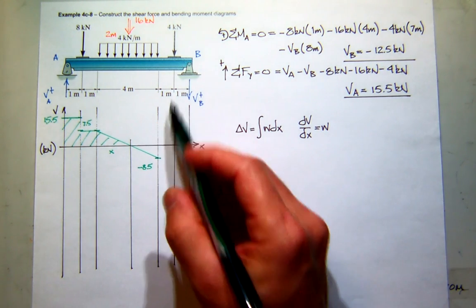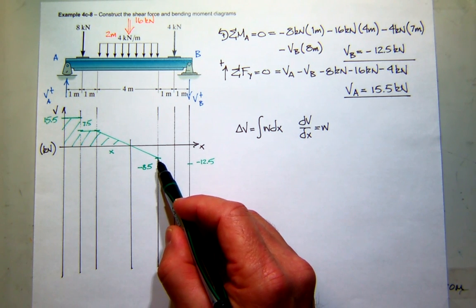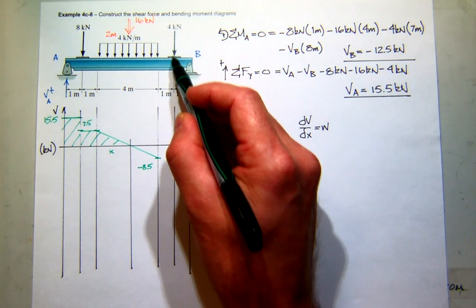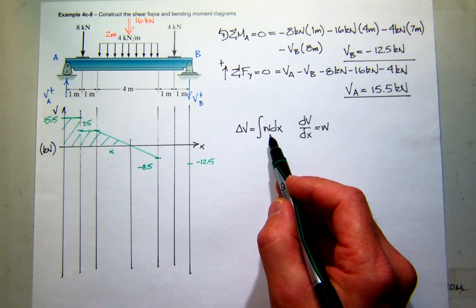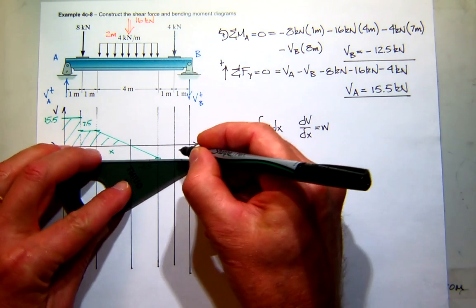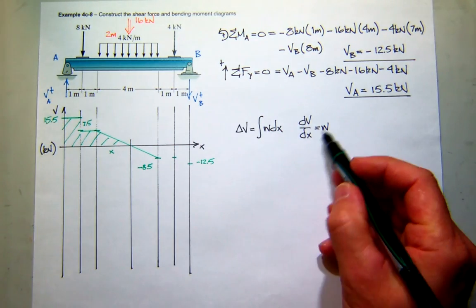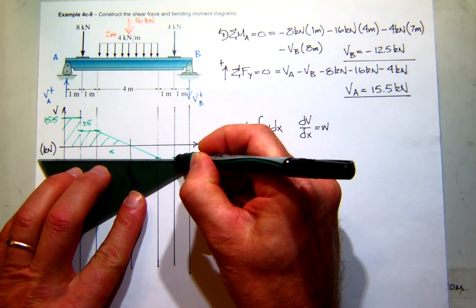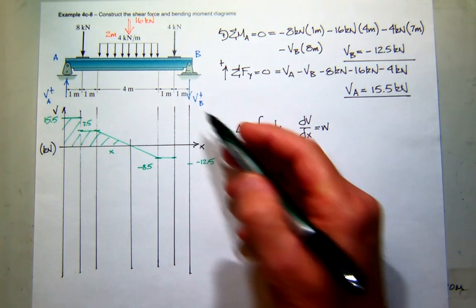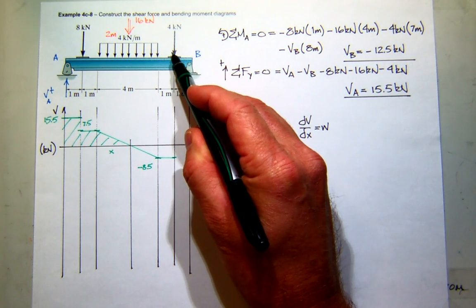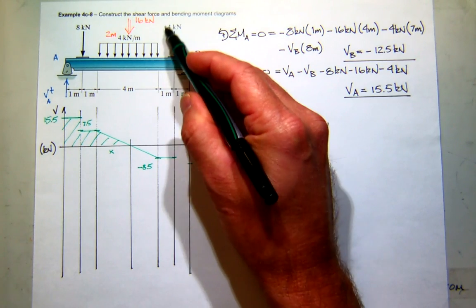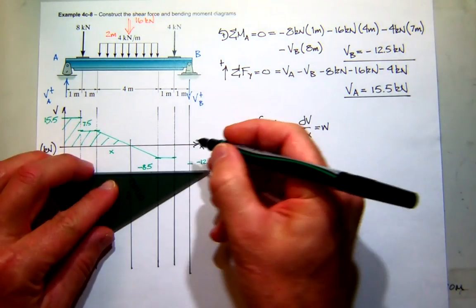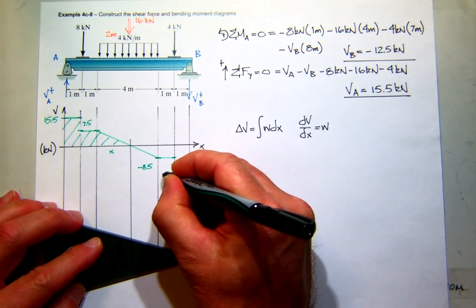So what happens is I go from this negative 8.5 and I move over to just to the left of my 4 kip force. Well, the change in shear is the area of the curve, which is 0, so I have no change. And the slope is the load, and the load is 0. 0 slope, horizontal line. As I go from the left side to the right side, the change in shear is negative 4. 8.5 minus 4 is negative 12.5.